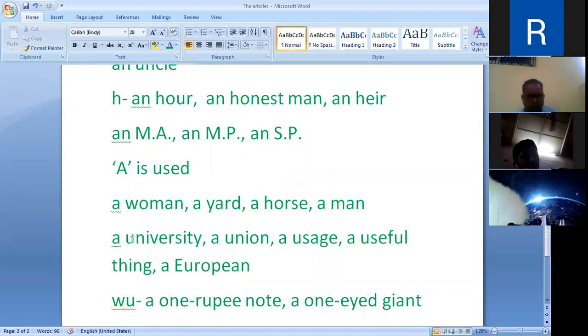Now look here. This sounds like YU, and here this sounds like WU, and W is a consonant. That's why A is used before them. Then a one-eyed giant. This is a vowel, but its initial sound is like WU, and that's why A is used before it. So you remember these examples and the rule behind these two.